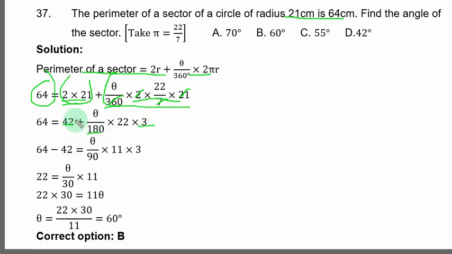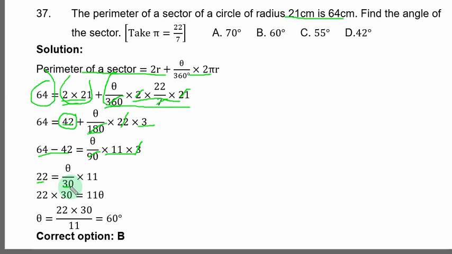Now let's collect like terms. You transfer this term to the left hand side. You have 64 minus 42. Again, you can reduce this and this by 2 and you have theta over 90 degrees times 11 times 3. If you subtract here, you have 22. You can reduce 3 and 90 and you have 30.